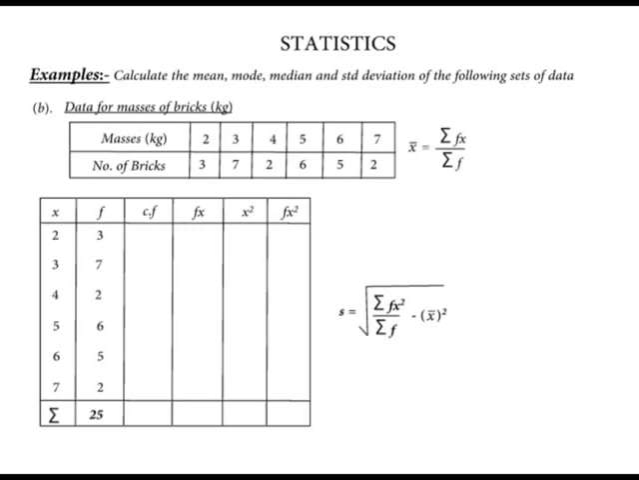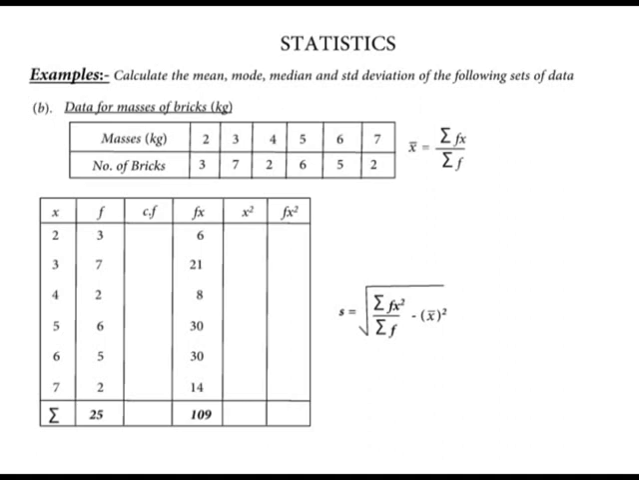Fx, we multiply x times the corresponding frequency. 2 times 3 is 6. 3 times 7 is 21. 4 times 2 is 8. Then we proceed and we shall have 30, 30, and 14. Summation of fx is 109. Summation of frequency is 25.